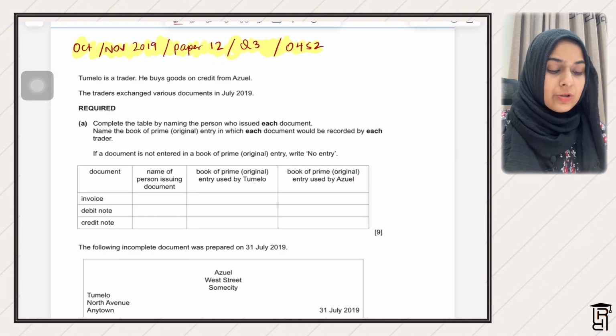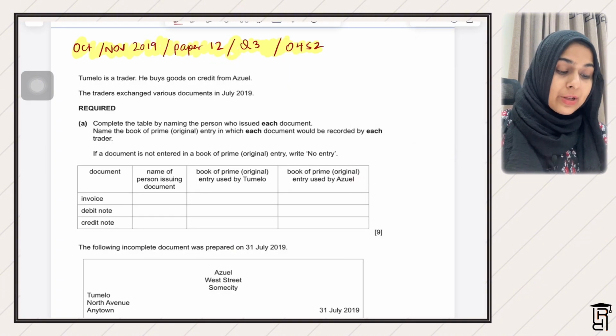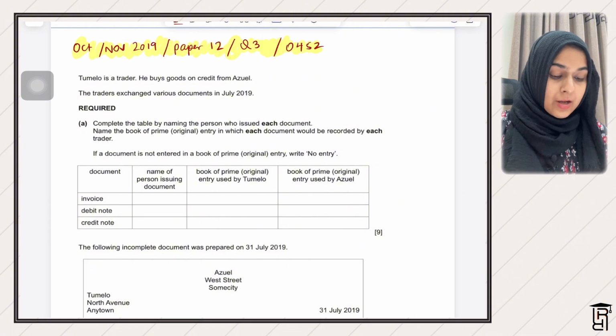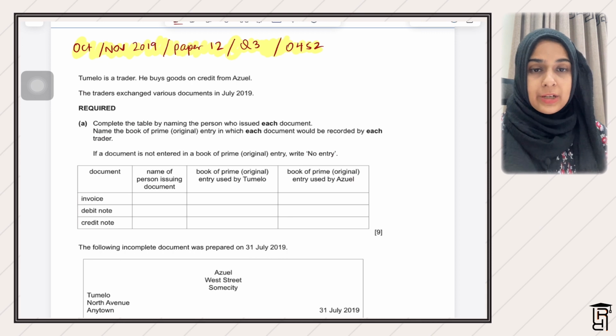He buys goods on credit from Aswell. So Aswell is the seller, Tamello is the buyer. The traders exchanged various documents in July 2019. In the first part, they are saying complete the table by naming the person who issued each document, and name the book of prime entry in which each document would be recorded by each trader.